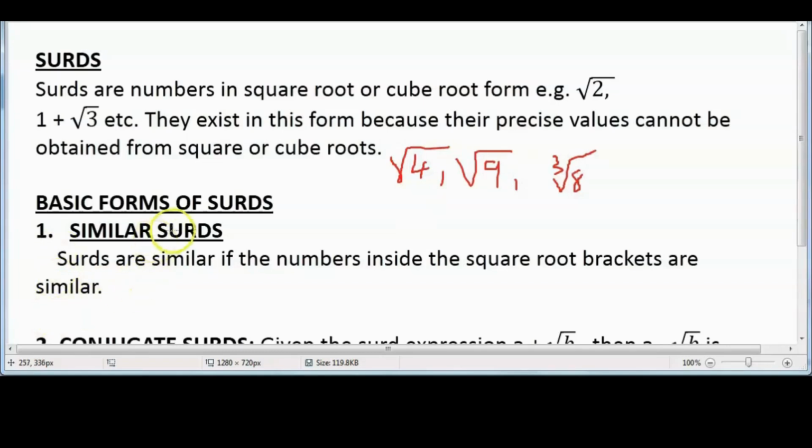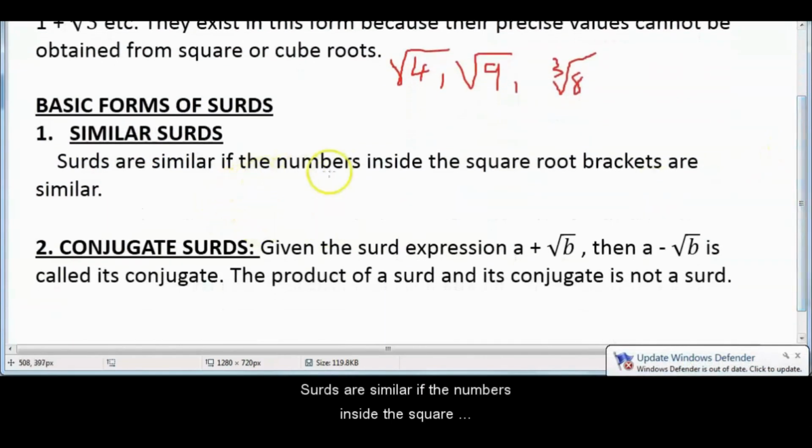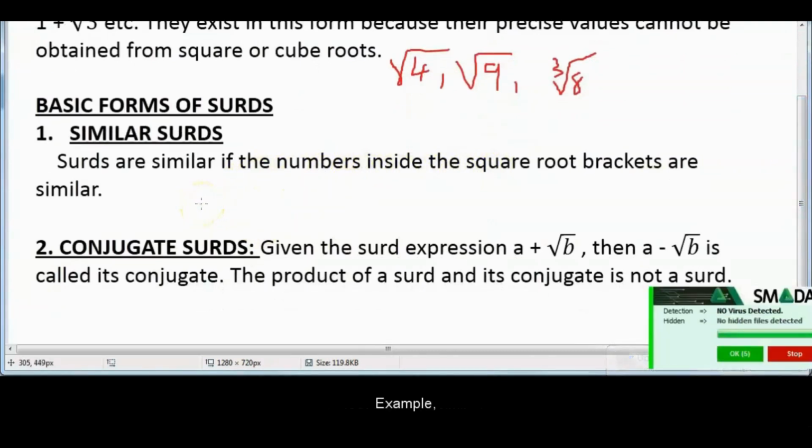Basic form of surds. Surds exist in the following forms. Similar surds. Surds are similar if the numbers inside the square root brackets are similar. Example, we can say root A and root B are similar if and only if A is equal to B.